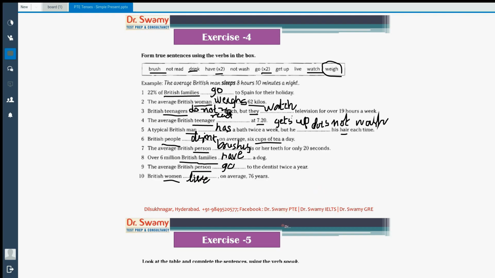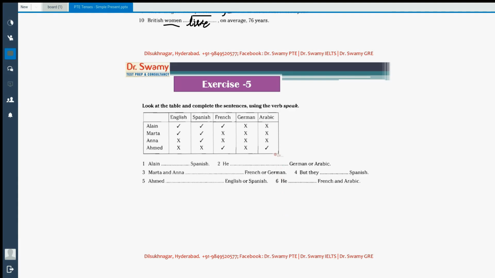That's about this exercise. Now let's move on to the next one. The last exercise. Again, take a couple of minutes, pause the video, and then answer them and get back to the discussion.